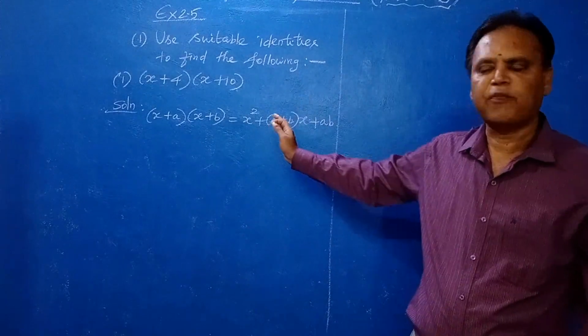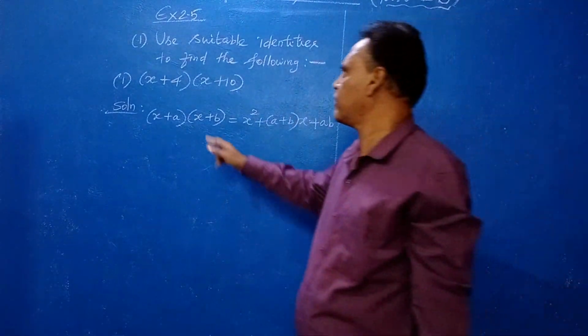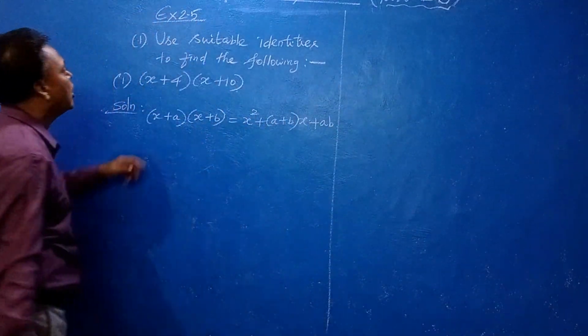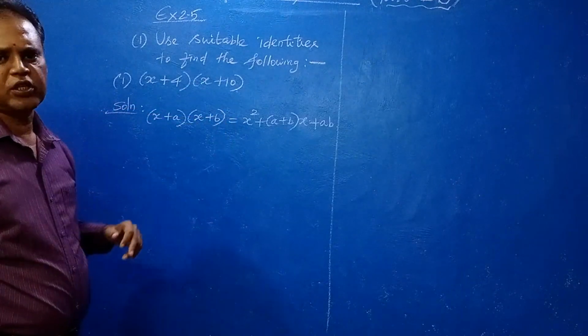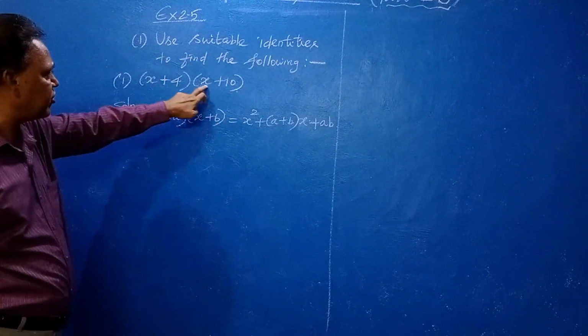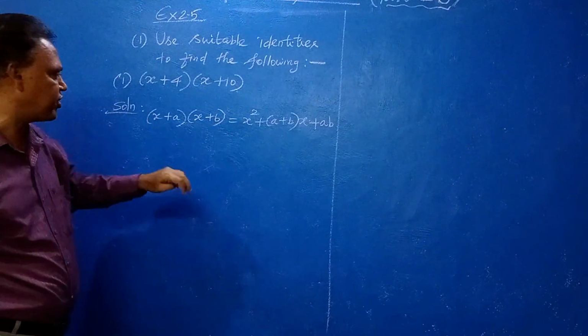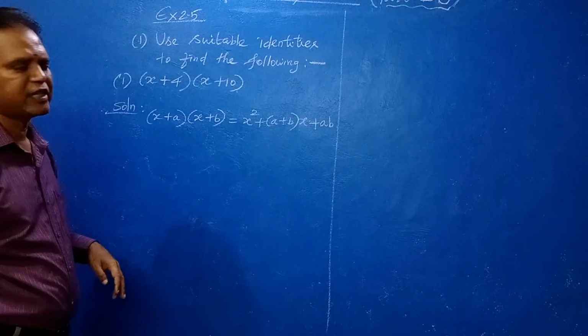So now we will see some exercise problems using algebraic identities. You see the first problem, exercise 2.5. Use suitable identities to find the following: x plus 4 into x plus 10. Here you see, this is the form of x plus a into x plus b. That is the fourth identity. x plus a into x plus b equal to x squared plus a plus b into x plus ab.